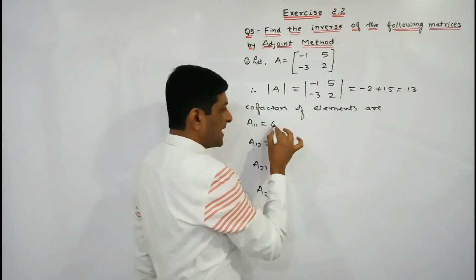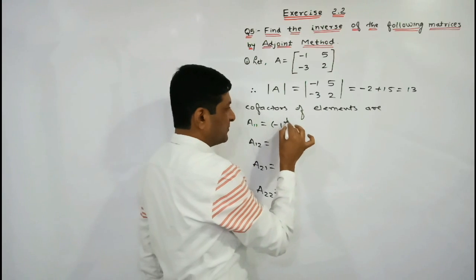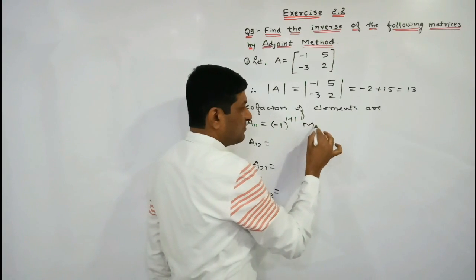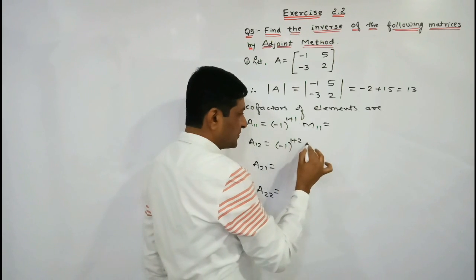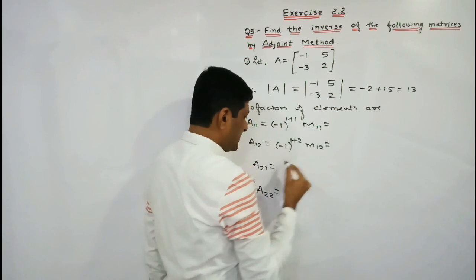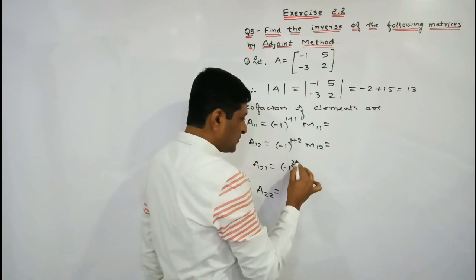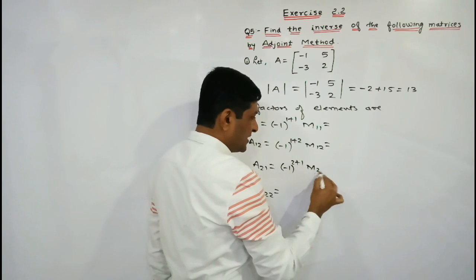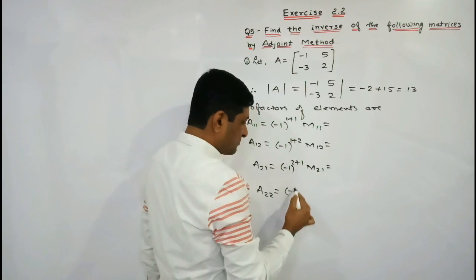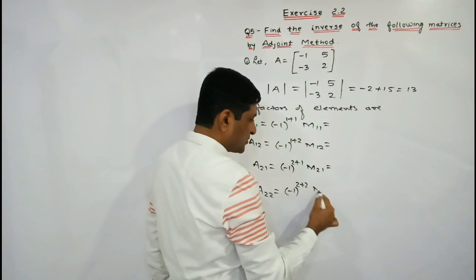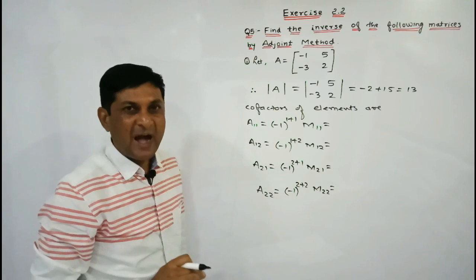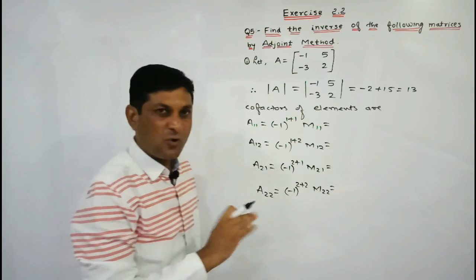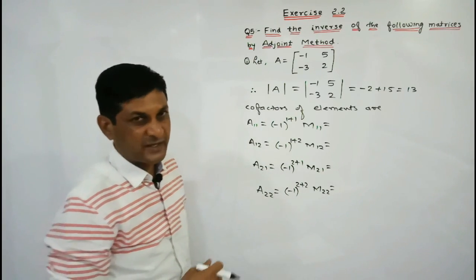What is the formula? -1 raised to power i plus j, that is 1 plus 1, into M11. Here what will we get? -1 raised to power 1 plus 2 into M12. Here, -1 raised to power 2 plus 1 into M21. Here we get -1 raised to power 2 plus 2 into M22. So we are just applying the formula of cofactor, how to find the cofactor of the element.